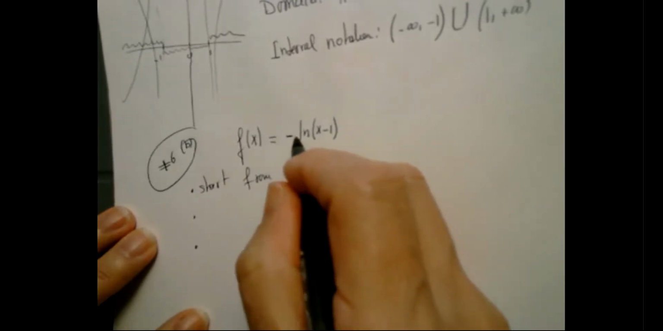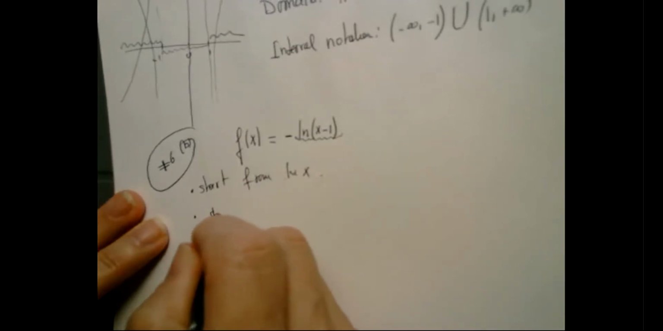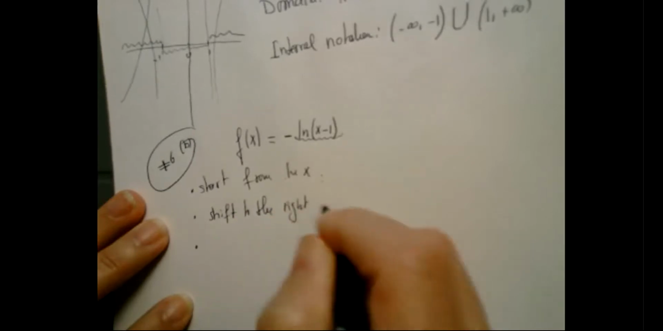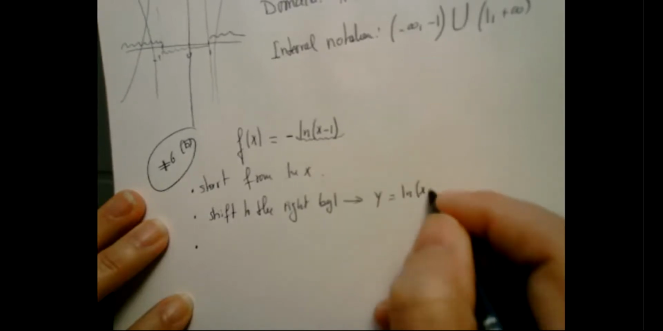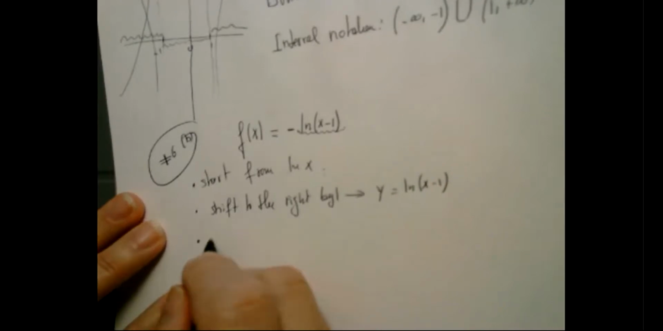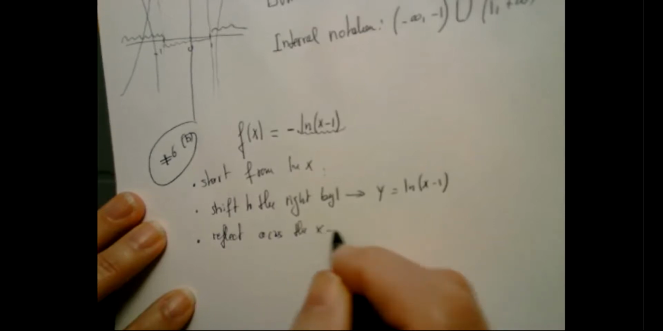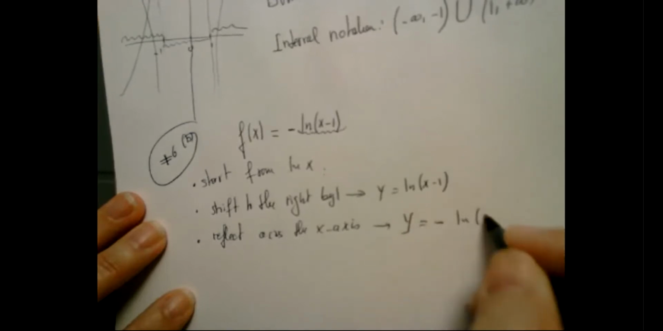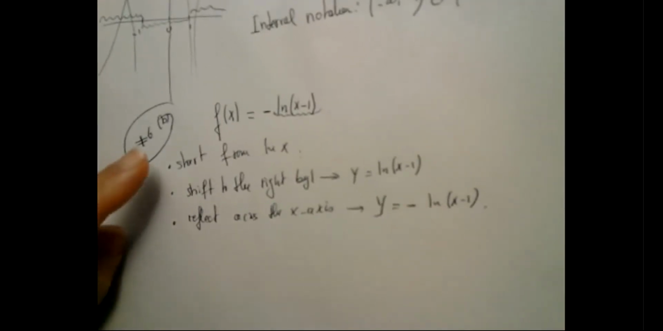So ln of x, how do I get ln of x minus 1? You're right. We're going to shift to the right by 1. This will give me the function ln of x minus 1. And then we reflect across the x-axis, and this would give me minus ln of x minus 1. So this is the process. Very good. Now another question also, what's the domain?